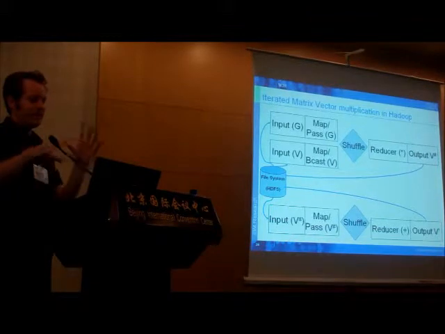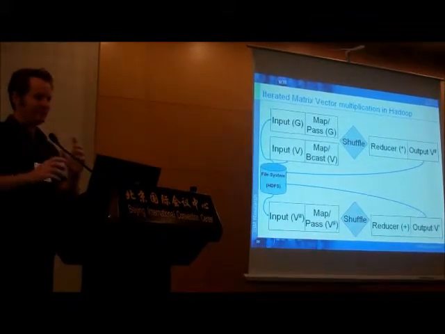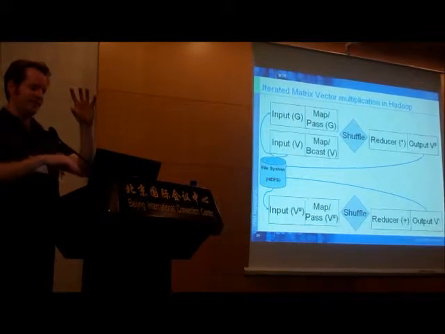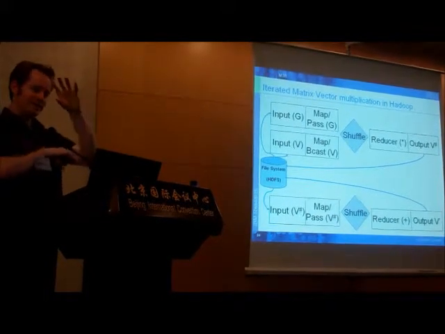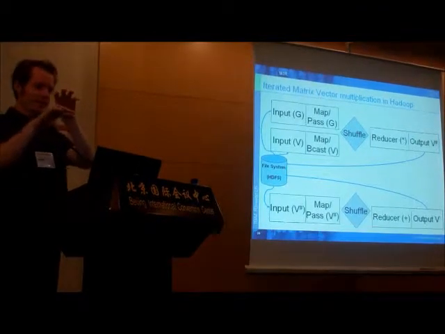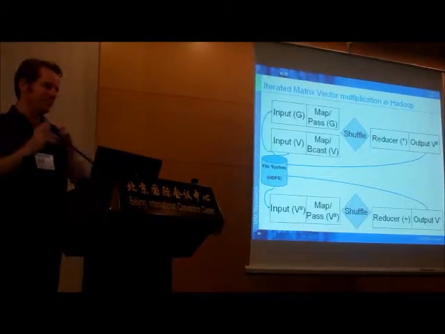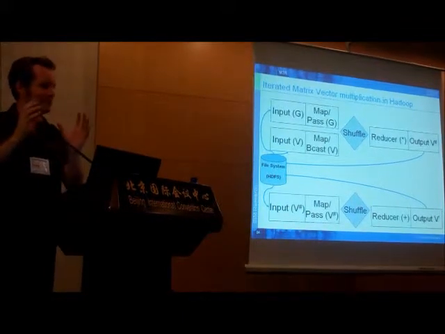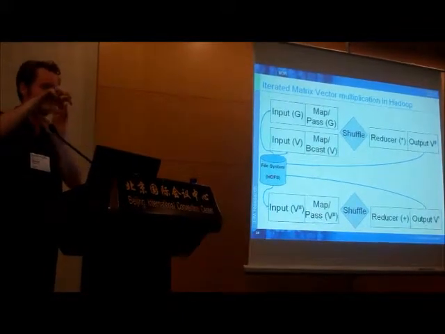In order to multiply the right bit by the right bit, you have to push them through the shuffle phase and rewrite the keys of the vectors so that each cell of the matrix gets the right bit of the vector to multiply it by. So this means you have to push everything through the shuffle phase in order to align things so that, within this programming model, everything's in the right place and you can do the multiplication.